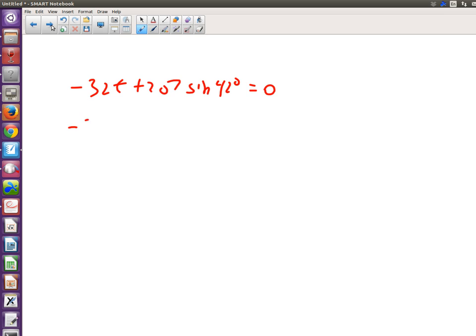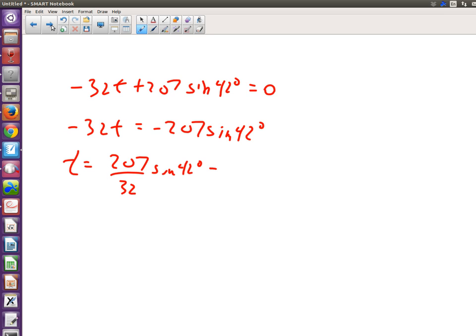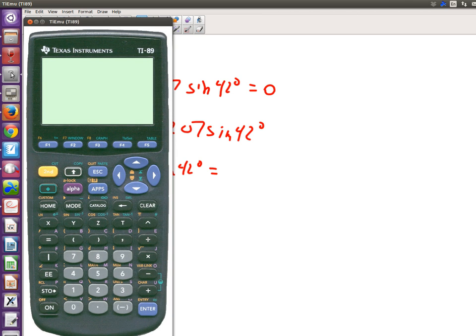We'll subtract. Okay, so negative 32t equals negative 207 sine 42. Now what? Alright, so t is positive 207 over 32 sine of 42 degrees. And if you want to see what that is, it's time for Hal. So Hal, where are you?